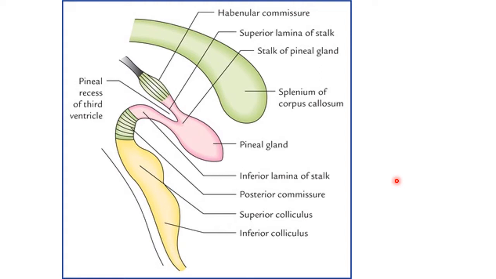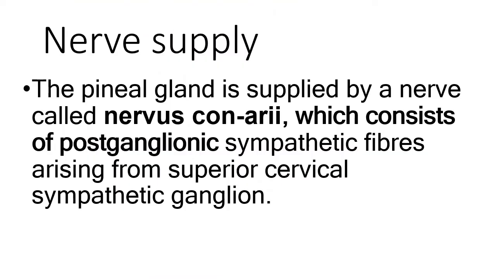In this picture, I just want to show that the pineal gland has two laminae: a superior lamina and an inferior lamina. The superior lamina is present above, and the inferior lamina projects posteriorly and reaches the pineal gland. So this is the superior lamina and this is the inferior lamina.